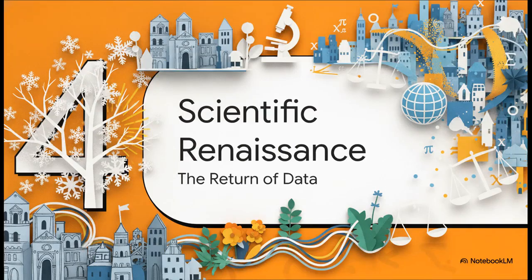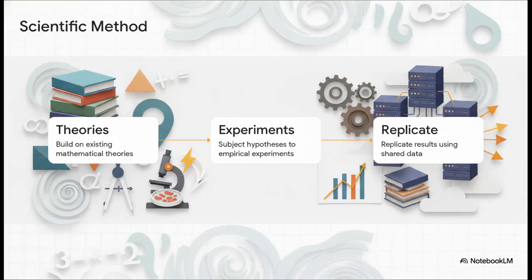Section 4. The Scientific Renaissance. The Return of Data. Fast forward to the late 1980s, and AI finally, well, grew up. It stopped relying on isolationism and intuition, and it fully embraced hardcore probability and the scientific method. Instead of just writing a piece of code and vaguely claiming it acted like a human mind, researchers started building on proven mathematical theories. They subjected their hypotheses to strict empirical experiments.